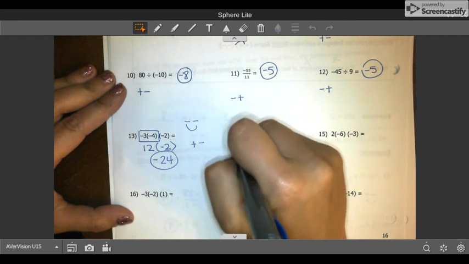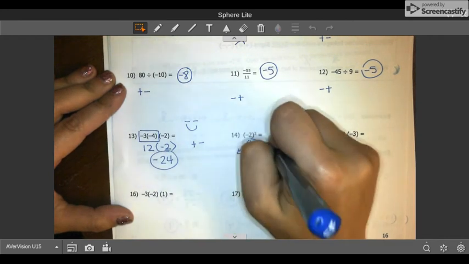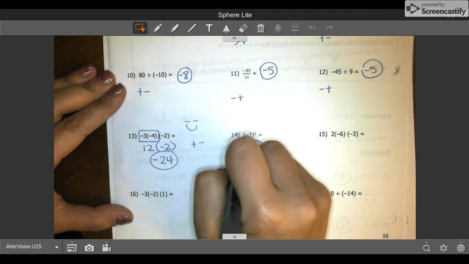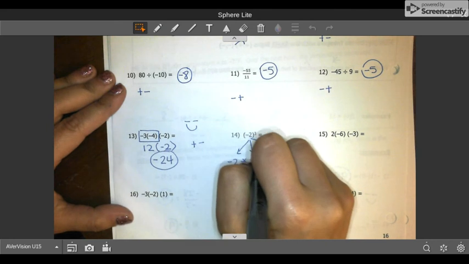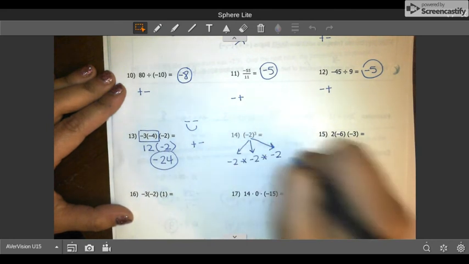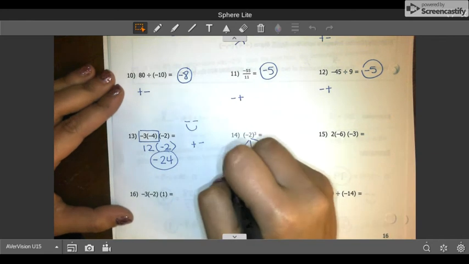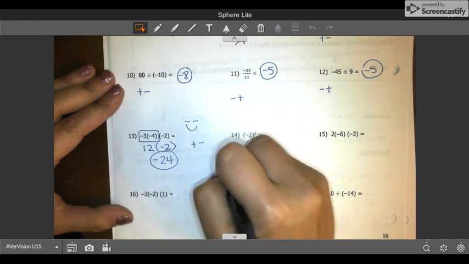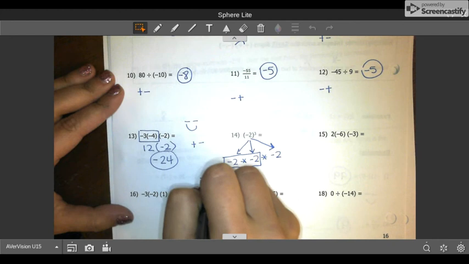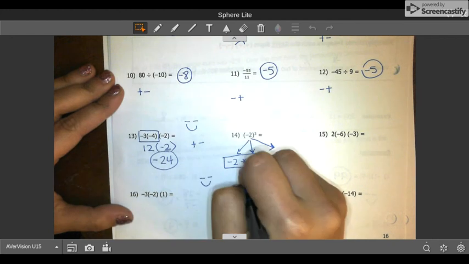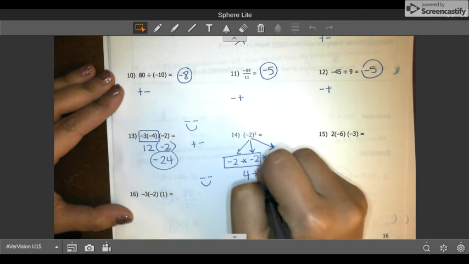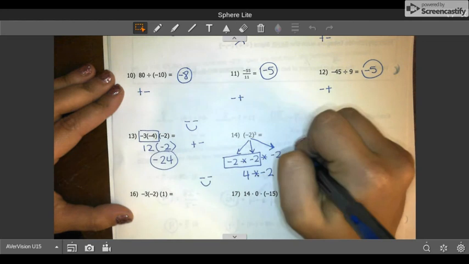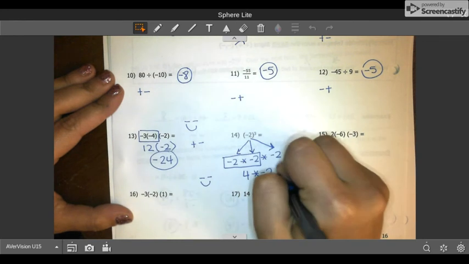I'm going to write this out. It's not negative 2 times 3. It's negative 2 times negative 2 times negative 2. And I'm going to multiply these in pairs. Negative 2 times negative 2 is a negative times a negative, which is a positive 4. And then I'm going to multiply that by a negative 2. So then it's a positive times a negative, which is a negative 8.